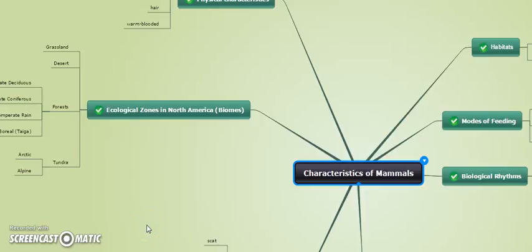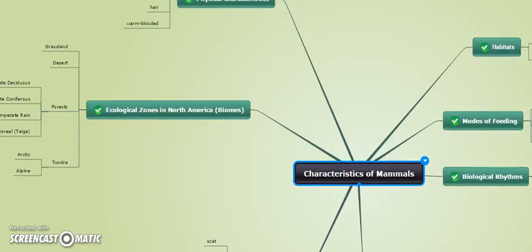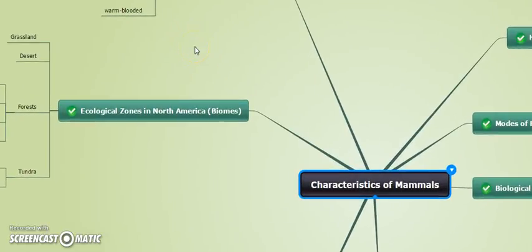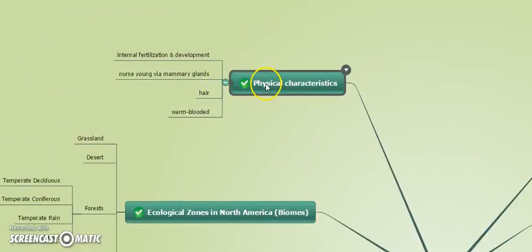Hi, this is a short video giving you an indication of what we're going over for the first unit. The main portion is the characteristics of mammals, and the main part here is the physical characteristics.